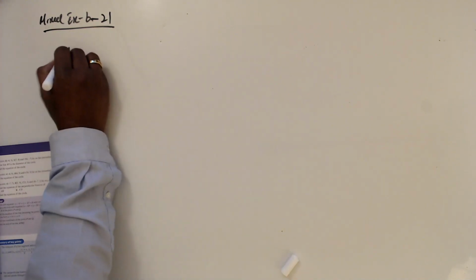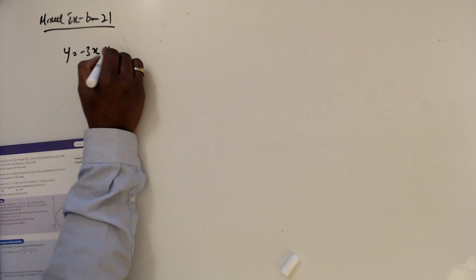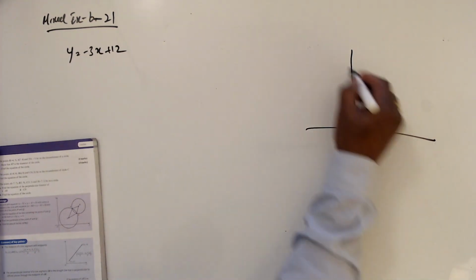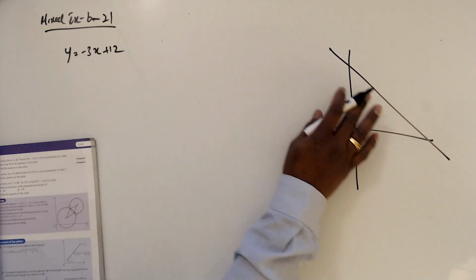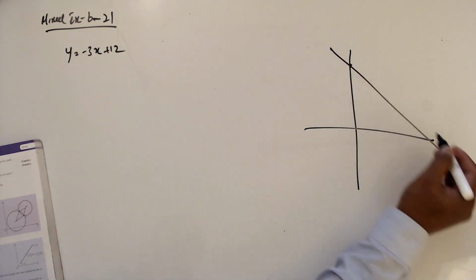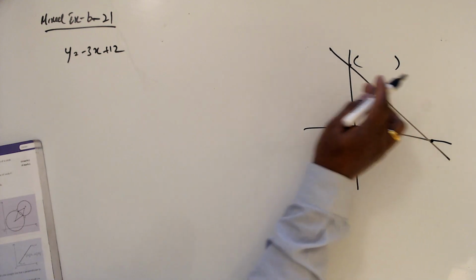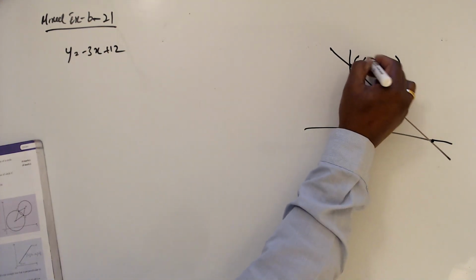Question number 21. y equals minus 3x plus 12. So we want to find the coordinates of the points. It has a negative gradient, so I draw it like this. I want to find this point and this point. This is the y-intercept. The y-intercept is 12, so this is (0, 12).